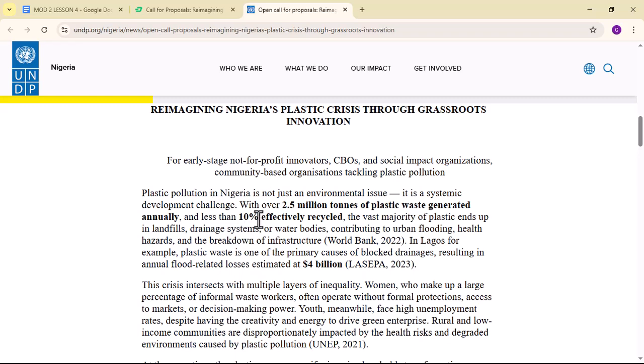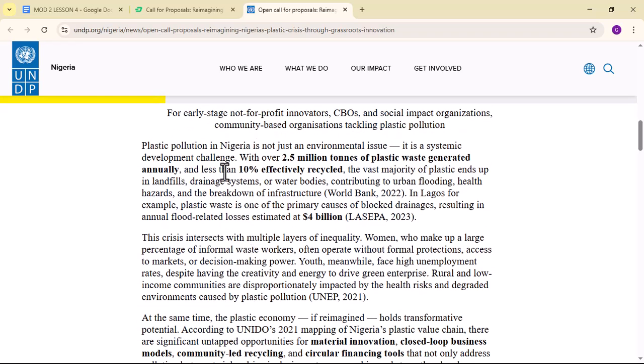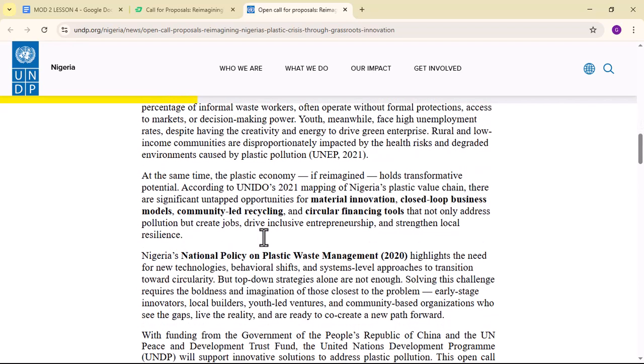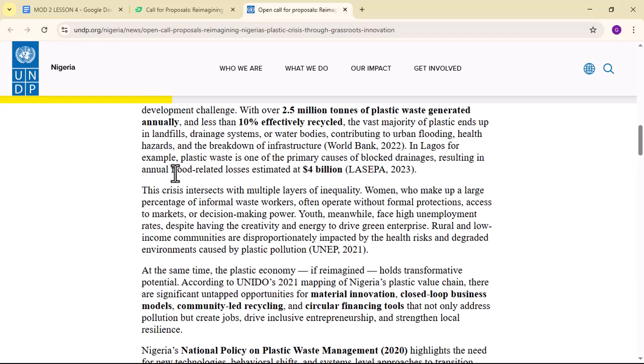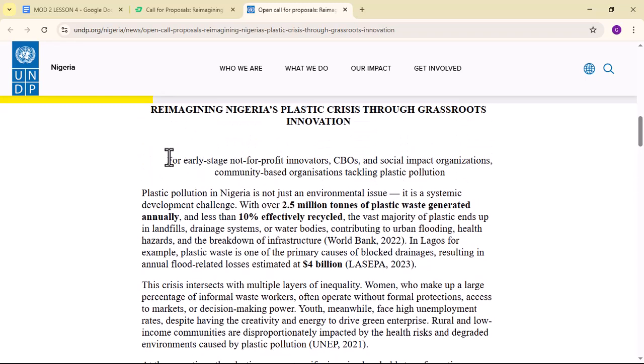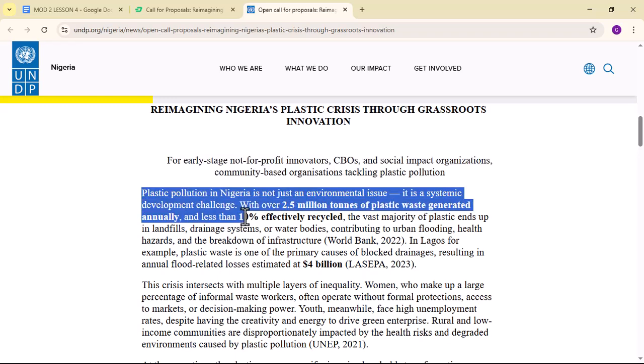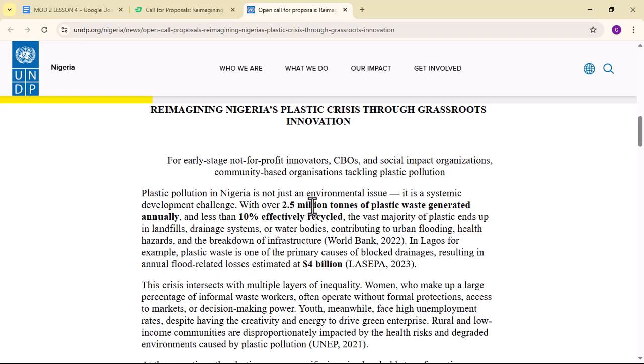Now, this is where they talk about the problem. Like if you look at from this place to this place, you have to pay attention to everything that they are talking about here to understand exactly the problem they are mapping. Now, all of this here is for you as an organization that fits into this, for you to understand. They talk about the problem of plastic, and they give data that with over 2.5 million tons of plastic waste generated annually, less than 10% of it is effectively recycled.